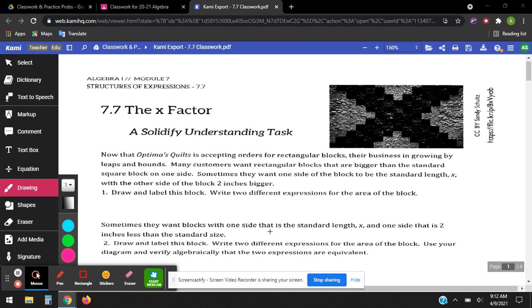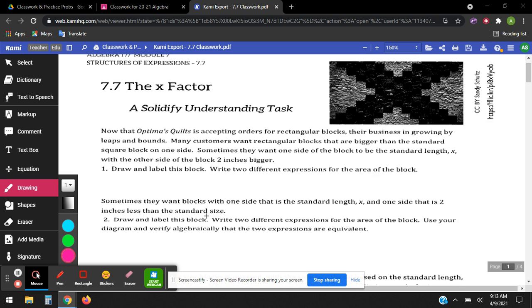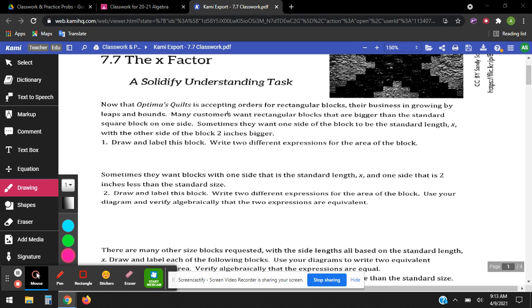Hi, this is Algebra 1, Module 7, Lesson 7, and we are just going to solidify some of the things we've been learning with our quadratic equations. So now that Optima's quilts are accepting orders of rectangular blocks, their business is growing by leaps and bounds. The more options you give, the better it does.